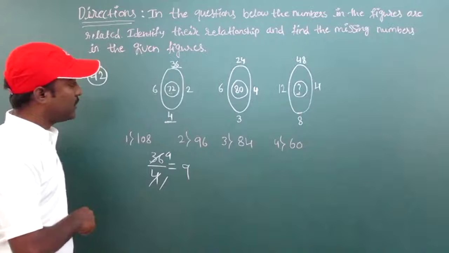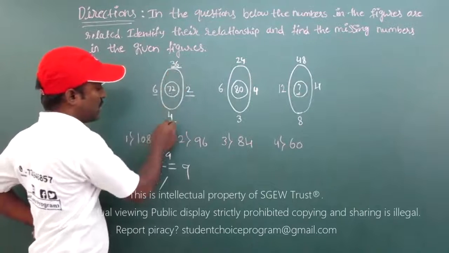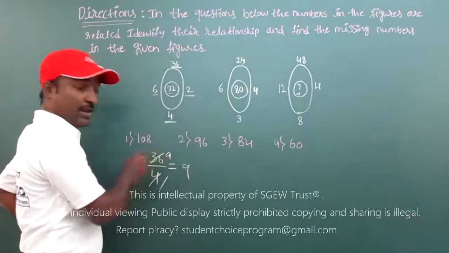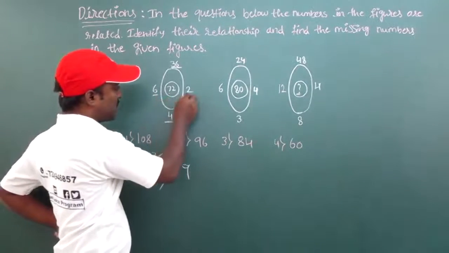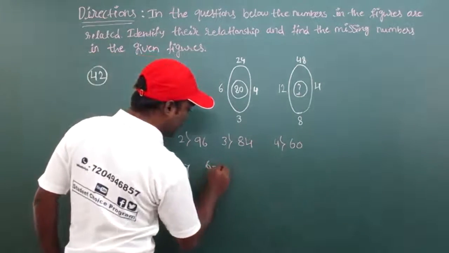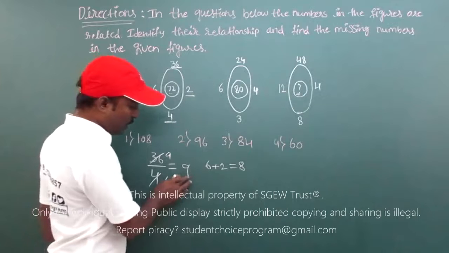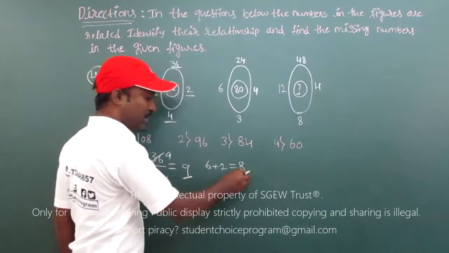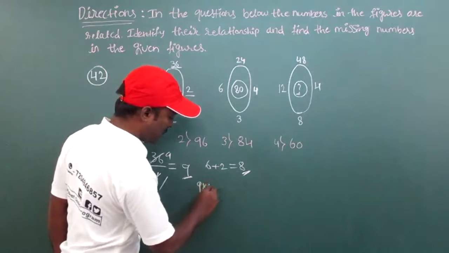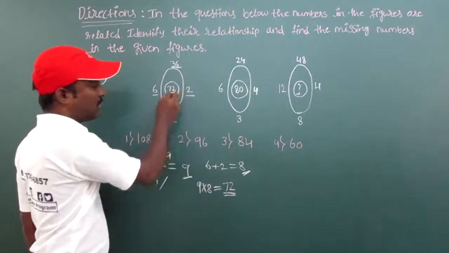Now I will take these two numbers. First I have taken 36 and 4, then 36 divided by 4 and I got 9. And now I will consider these two numbers, 6 and 2. I will add these two numbers. 6 plus 2, I will get 8. Now if you multiply this 9 with this 8, what do you get? Yes, you are going to get 9 into 8, you are going to get 72. So this is 72.